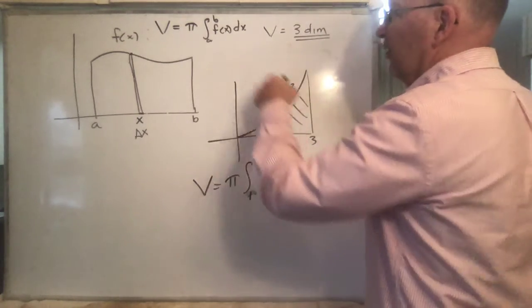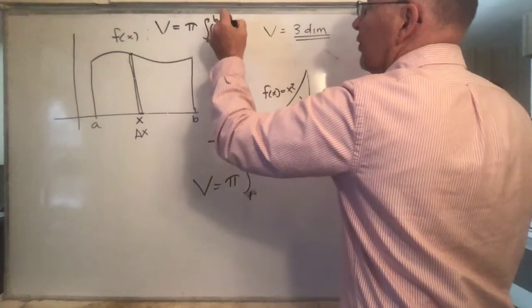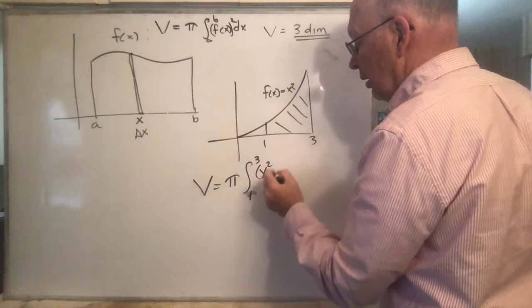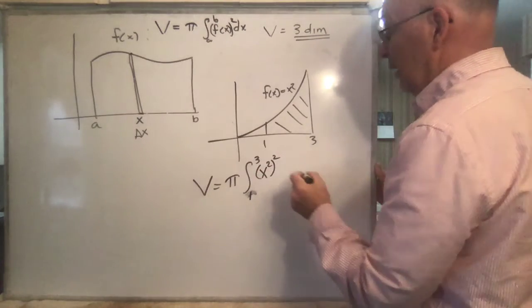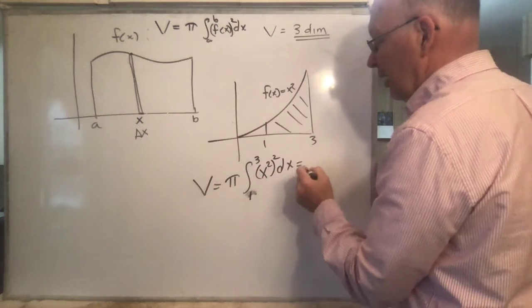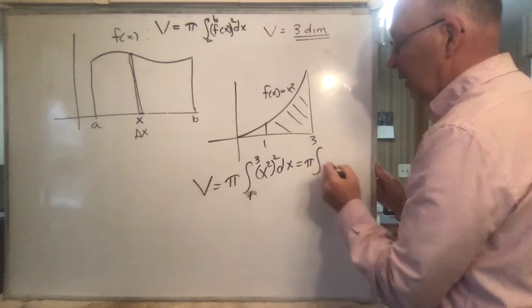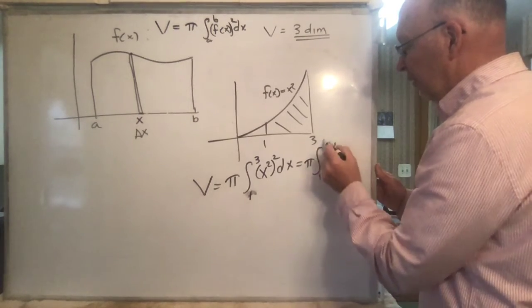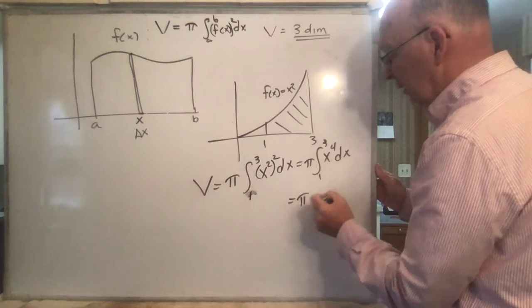The function is x squared. Oops, I'm sorry, I should have a squared there. X squared times dx, and that's going to be pi times the integral of x to the 4th dx from 1 to 3.